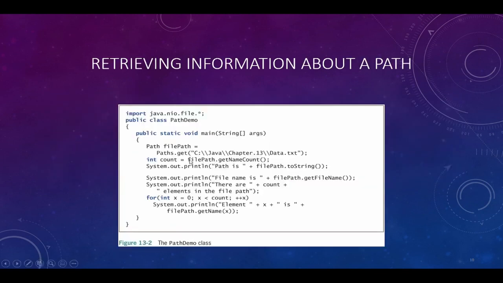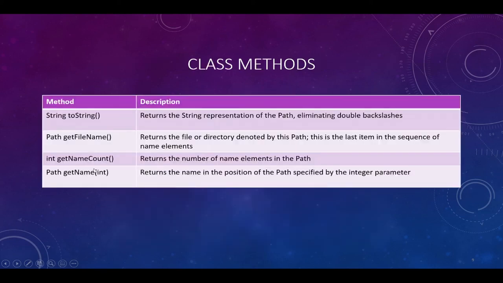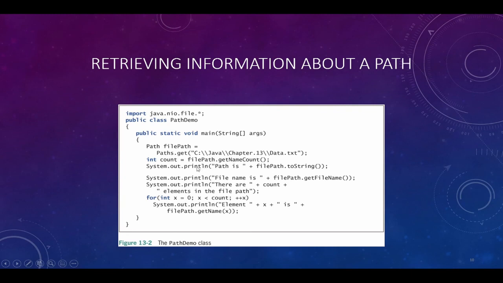Getting information about your path. Here is an example. Here's your Paths.get, and you've got your absolute path here. Okay, so int count = filePath, which is your path, .getNameCount. Okay, remember what that's going to do here. It's going to get the whole count of how many: 1, 2, 3. Okay, there are that many elements in the path, and you can print each element by doing getName.